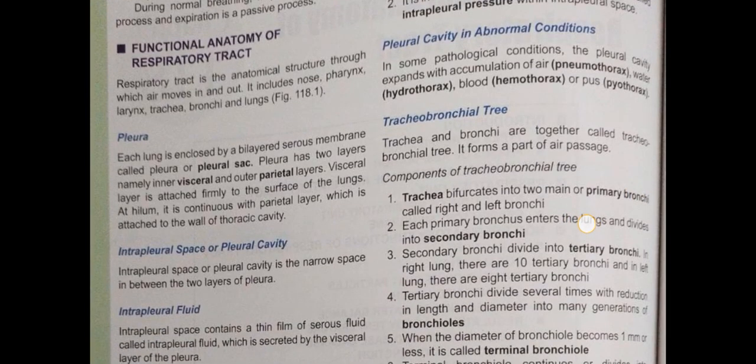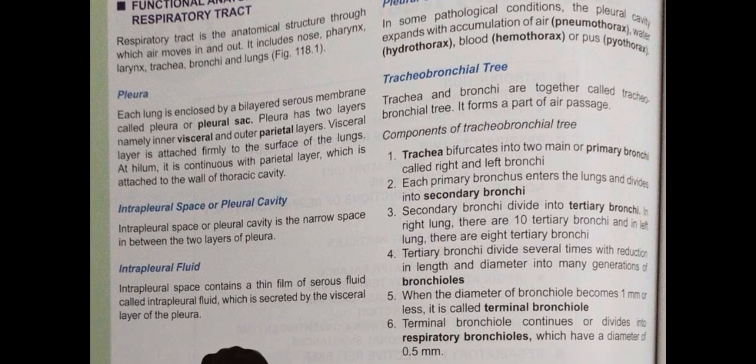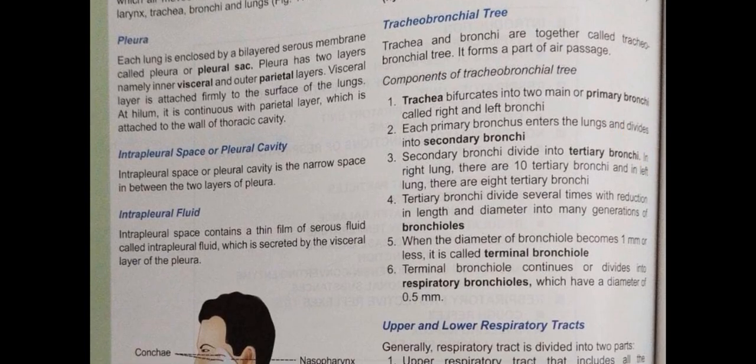Then the tracheobronchial tree. Trachea and bronchi are together called the tracheobronchial tree. It forms a part of the air passage. Then the components of the tracheobronchial tree. The trachea bifurcates into two main or primary bronchi, called right and left bronchi. Each primary bronchus enters the lungs and divides into secondary bronchi. Secondary bronchi divide into tertiary bronchi. In the right lung there are 10 tertiary bronchi and in the left lung there are 8 tertiary bronchi.